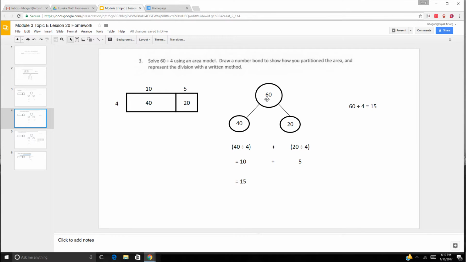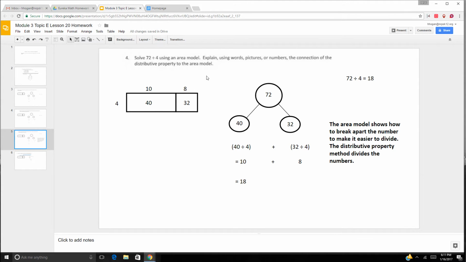So we have 60. And 40 plus 20 is 60. So it's the same numbers. And then 40 divided by 4 is 10. And 20 divided by 4 is 5. 10 plus 5 is 15. So 60 divided by 4 is 15.